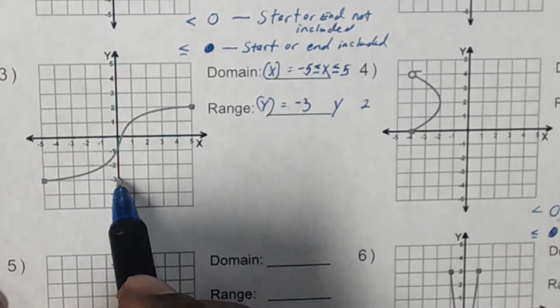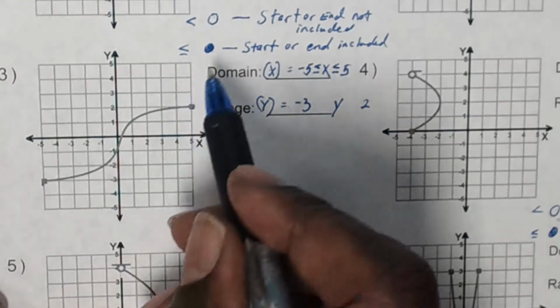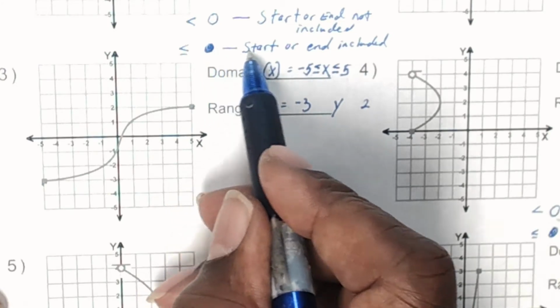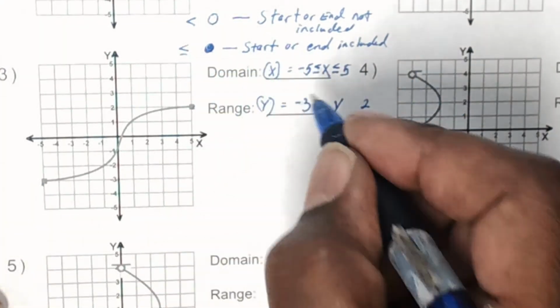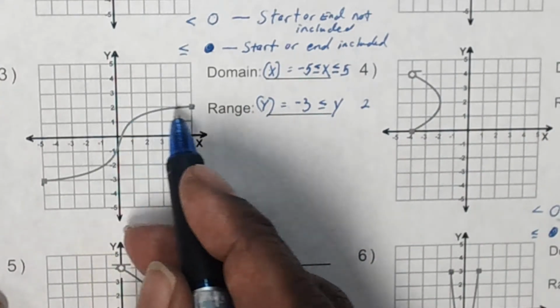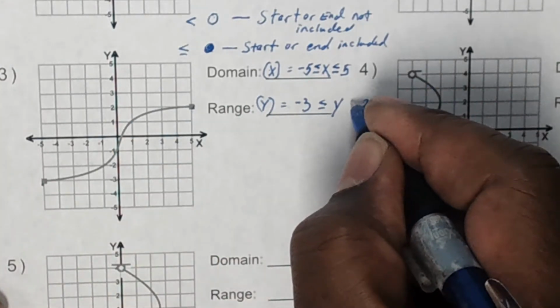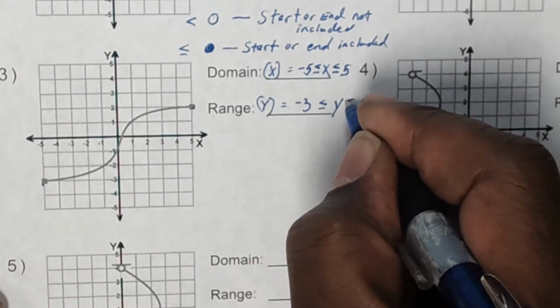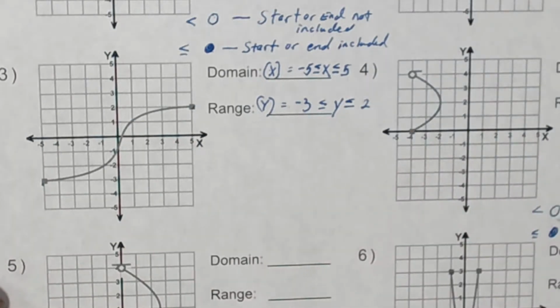Again, at -3, this is a closed point. Your closed point is the starting and ending point, and it's included. We say less than or equal to. And the greatest value is +2. It's also a closed point. We say less than or equal to.